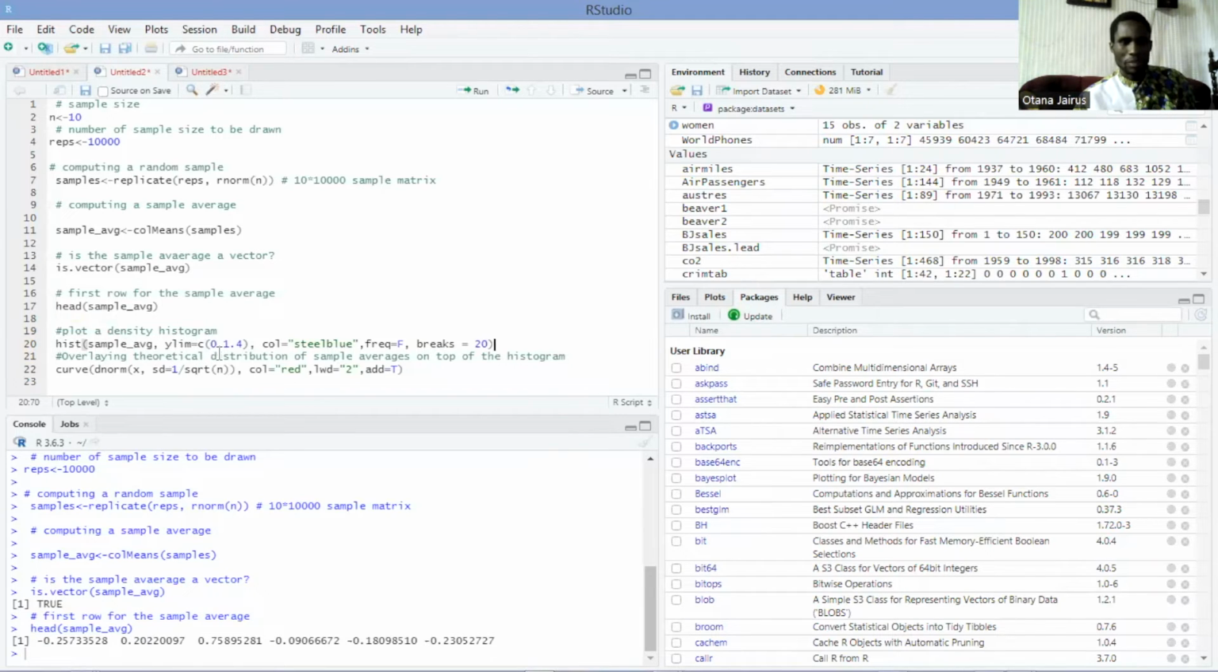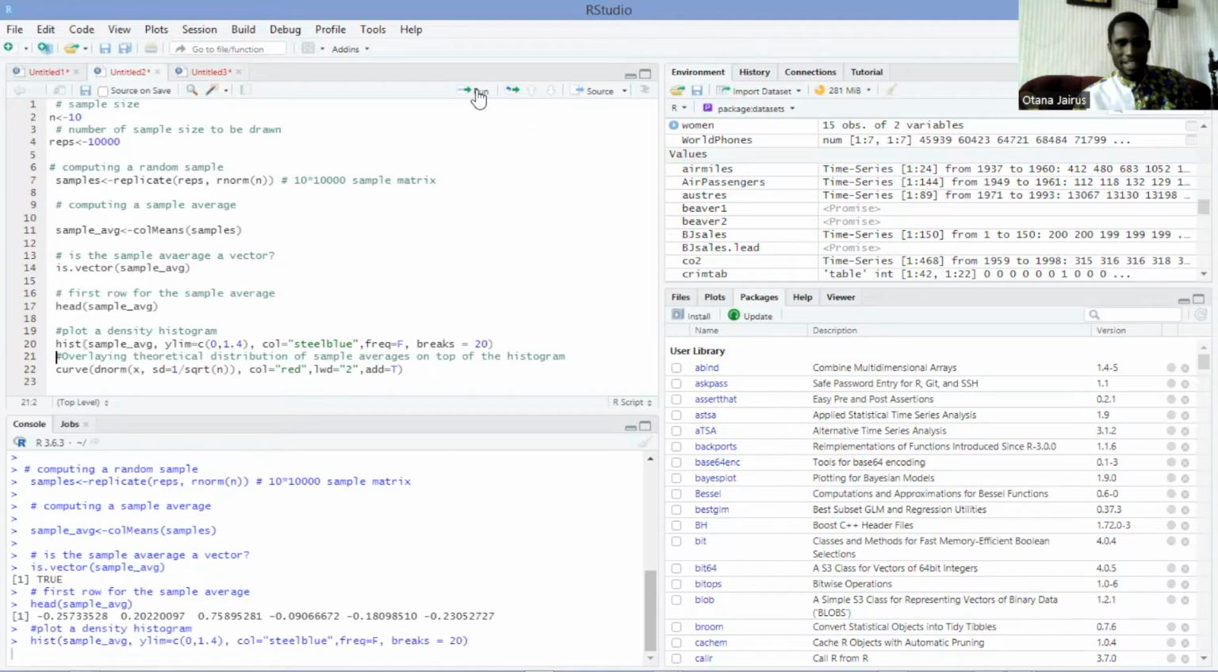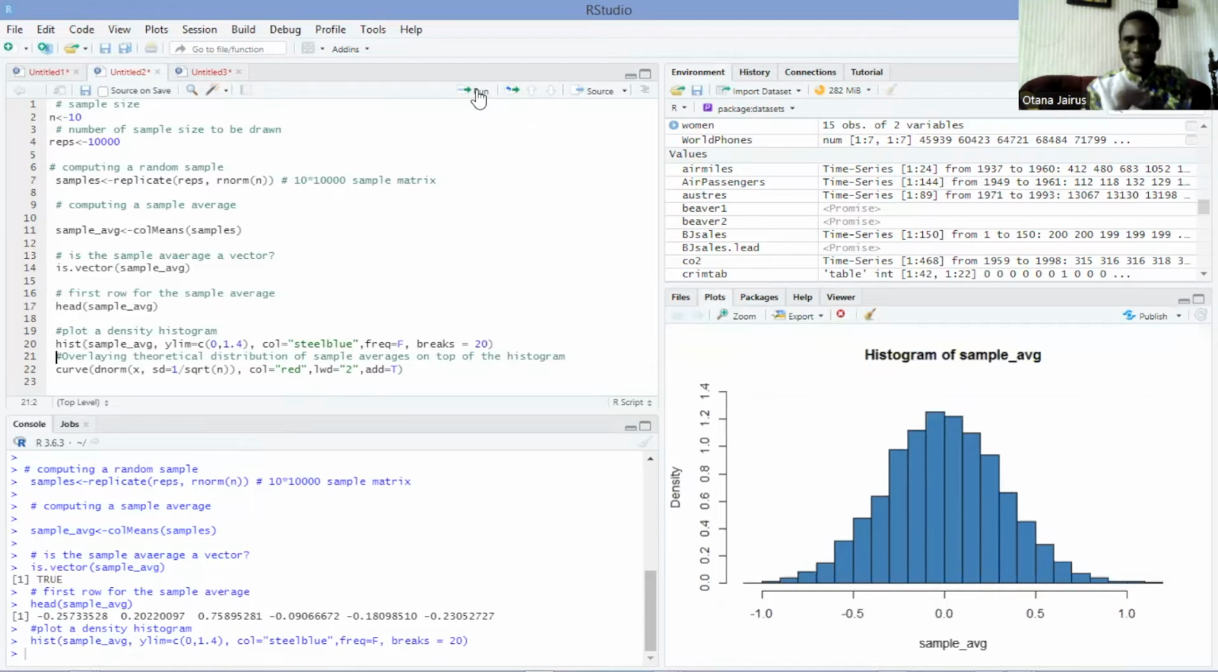The limit from 0 to 1.4, that's what we have chosen for ours. Then the color for our histogram, we have chosen steel blue. You can change to any other color you want. Then frequency is false, since you don't want the frequencies. Then the breaks, we want 20 breaks in our data. So you can just run this.